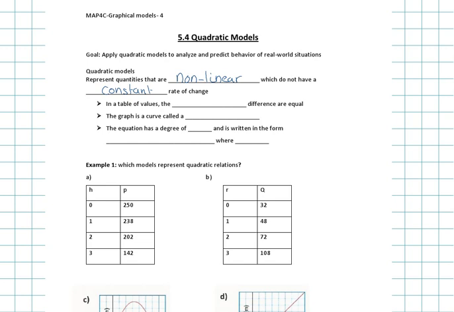When we're talking about the table of values, which difference would be constant? Second. The second difference. How would the graph look? A parabola. So it's called a parabola.